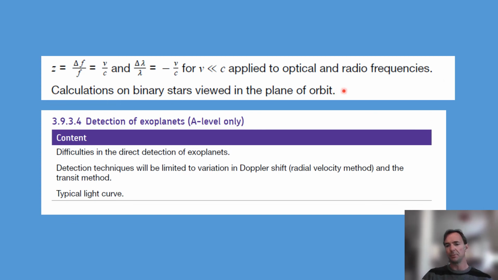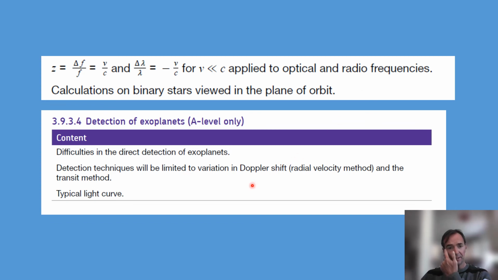Calculation of binary stars viewed in the plane of orbit, just like the ones we've been through. Binary stars, just one binary star, remember, that you're looking at. When it's an exoplanet, you're looking at the star and it's just a wobble. You don't know much about the radius. That's beyond the scope of A level.